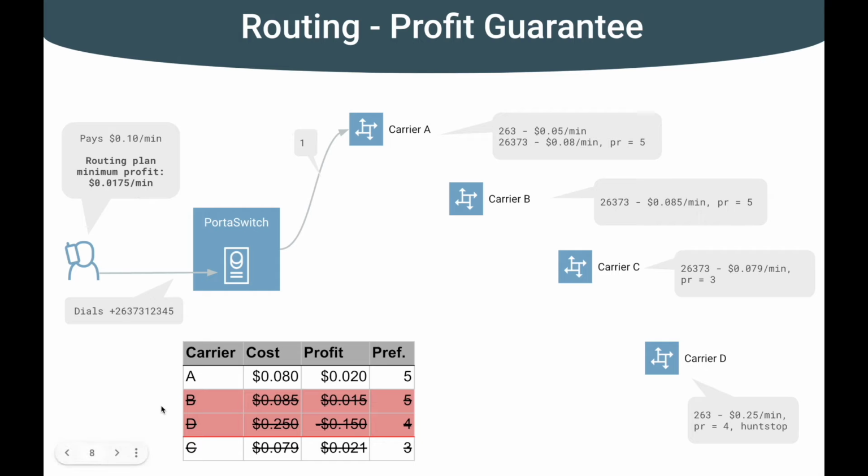Our list will be automatically reduced just to carrier A. We have already excluded C by setting a hunt stop, and B and D are also excluded because the profit is below the threshold we've just set.